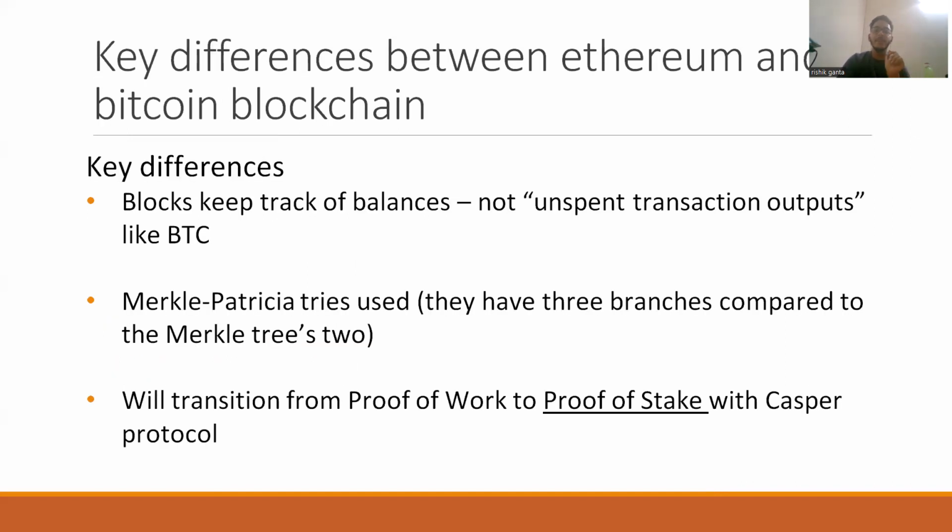The key differences between Ethereum and Bitcoin blockchain. The key differences are blocks keep track of balances and not the unspent transaction outputs like the Bitcoin chain. Merkle Patricia tries are used in the Ethereum blockchain. They have 16 branches compared to the Merkle tree's 2 branches. The Ethereum blockchain will transition from proof of work to proof of stake with the Casper protocol in the future.